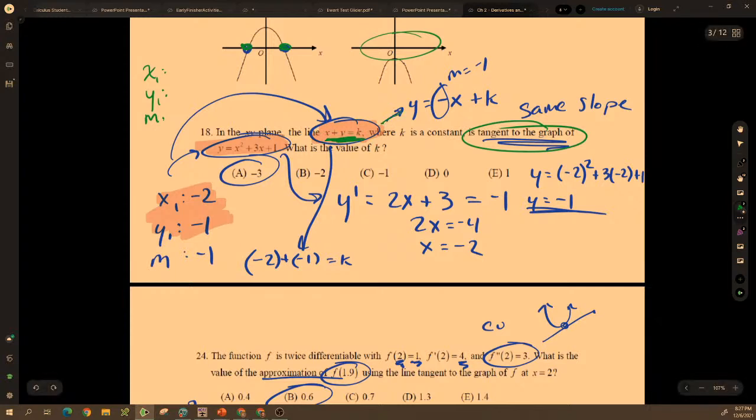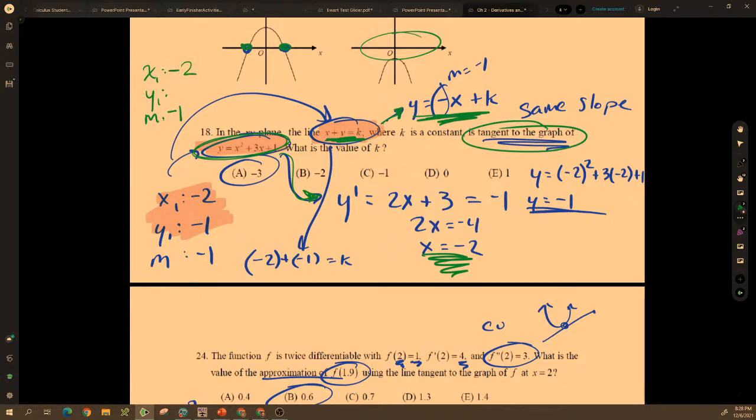So the first thing we're going to do is rewrite this into y equals mx plus b, and we're going to figure out that the m is -1. So we have an m of -1. Now I can take my other equation, my curve, and take its derivative, which is y prime equals 2x plus 3. Set that equal to that same -1, and go ahead and solve, and we get x equals -2.